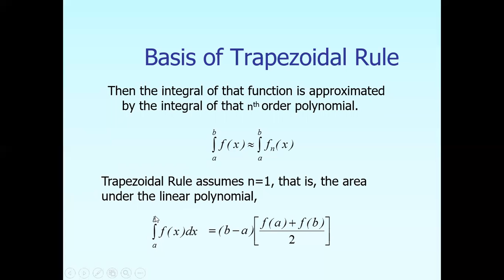Then n is equal to 1, and integration of a to b f of x dx is equal to b minus a times f of a plus f of b upon 2. B minus a is your step size, the step size from a to b. Suppose a number of steps are given and all the step sizes are equally distributed, then instead of b minus a we can write h, and h is nothing but your step size. Suppose the step sizes are different, then we write b minus a, the difference between the x values.